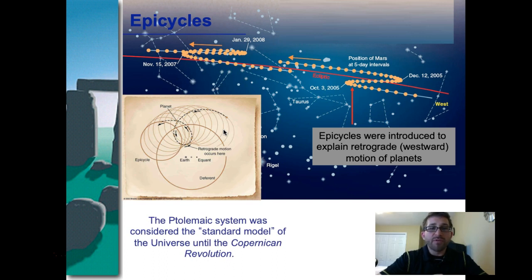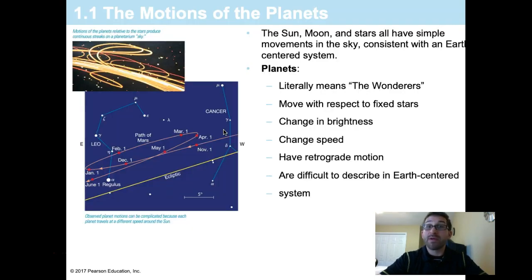So this was the Ptolemaic system, and up until the Copernican revolution, this was the main way that most people accepted that our solar system worked. It was mostly unquestioned, except by Copernicus, for about a few thousand years.